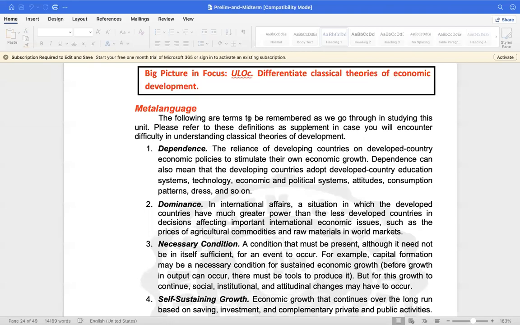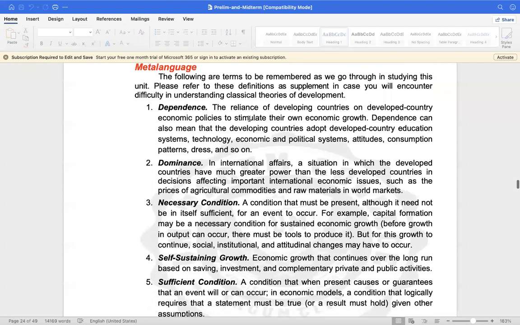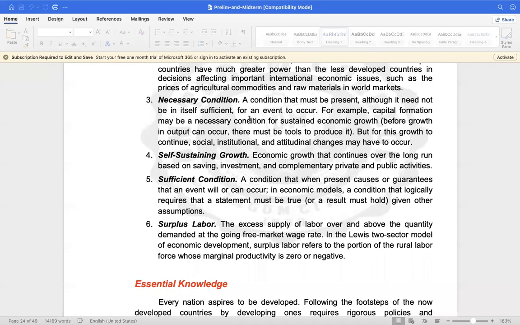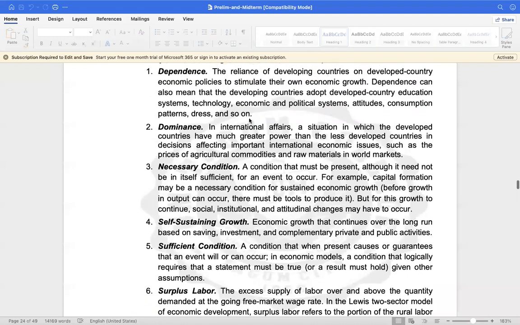Okay, so let's start, no? So the meta languages for this unit are the following, no? The dependence, the dominance, necessary condition, self-sustaining growth, sufficient condition, and surplus labor.